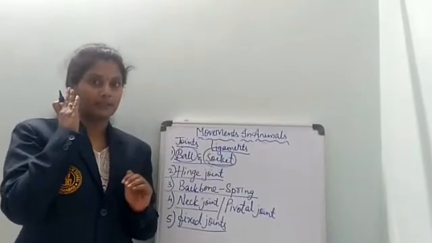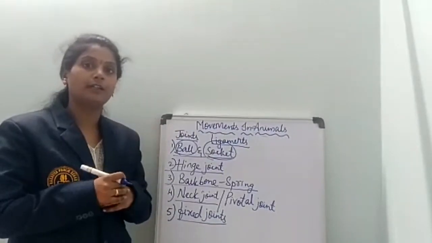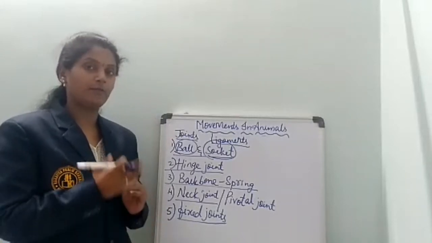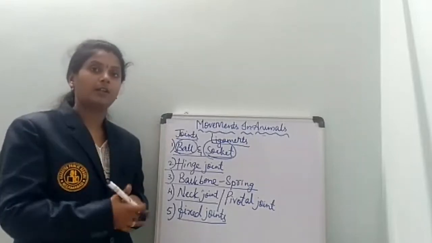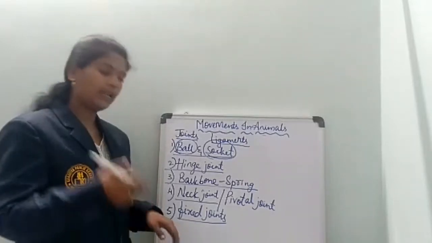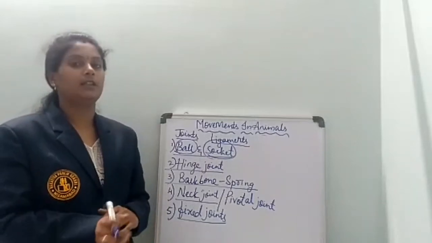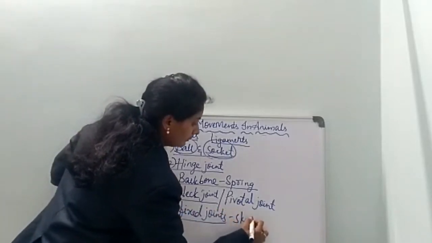The bones which are present in the face or in the skull region are fused together and do not show any movement. That is why we are unable to move the bones present in the head region. What is the skull? The bones present in the head region are the skull. You can see it in the skull.